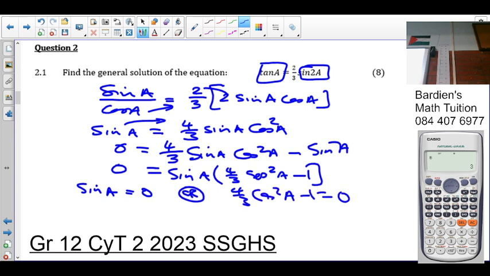We take the 1 over, divide both sides by 4 over 3, and then get cos squared A is equal to, now we take the 1 over, so it's 3 over 4. Is that correct? Yeah, 3 over 4. If I take the square root here, what must I not forget? Plus minus. So cos A is equal to plus minus the square root of 3 over 4, or the root of 3 over 2.